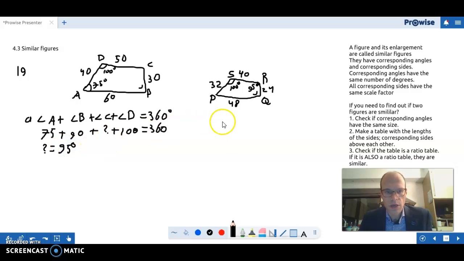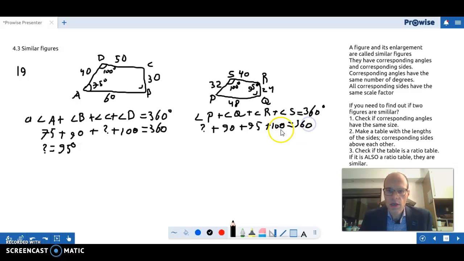Okay, and then with the other side, we do the same, only then we have angle P plus angle Q plus angle R plus angle S is again 360 degrees. So we fill in the numbers. P we don't know yet, so it's a question mark, plus 90 because it's a right angle. This is the sign for right angle. 95 plus 100 is 360, and then the question mark is equal to 75 degrees.